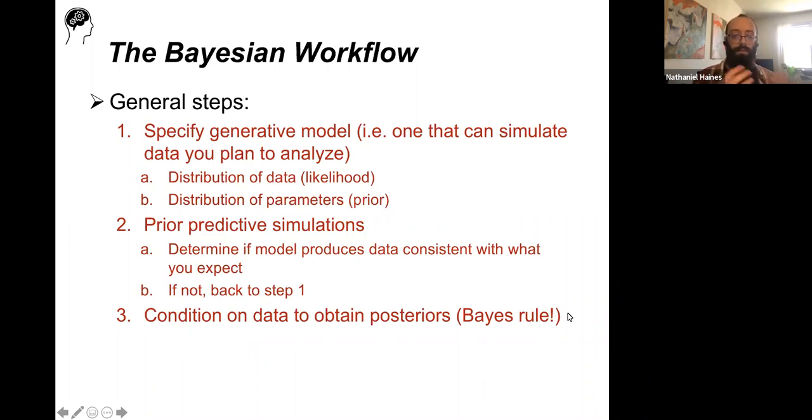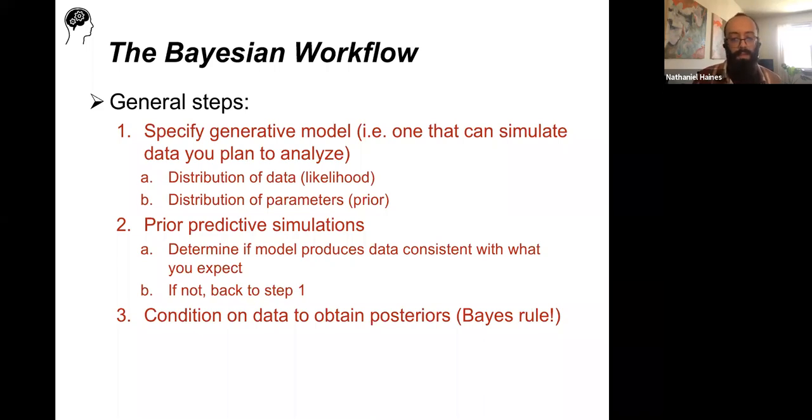So we're defining the model, we assign some prior distributions, and then after that we say, okay, now that I've defined this, what should I believe, or how should I update my priors after observing the data? And we call those the posteriors. And that's where Bayes' rule comes into play.